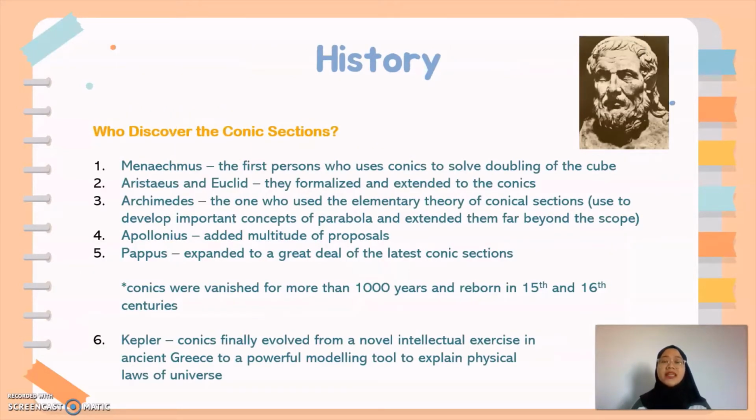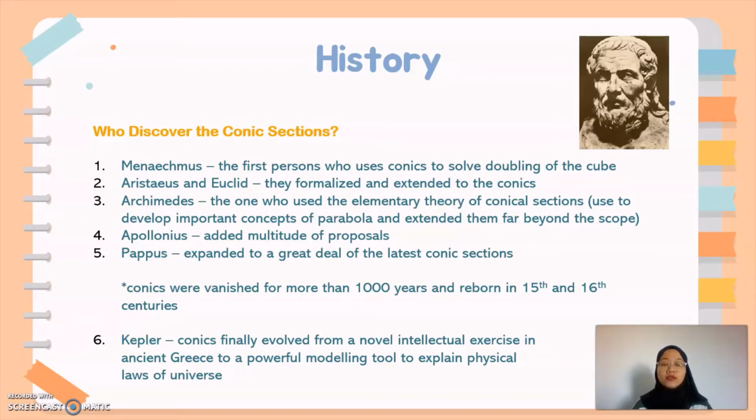Next is who discovered the conic section. There are six people who discovered conic section. First is Menaechmus, the first person who used conics to solve the doubling of the cube. Second are Aristaeus and Euclid, who formalized and extended the conics. Third is the great Archimedes, who used the elementary theory of conic sections to develop important concepts of parabola and extended them far beyond the scope.